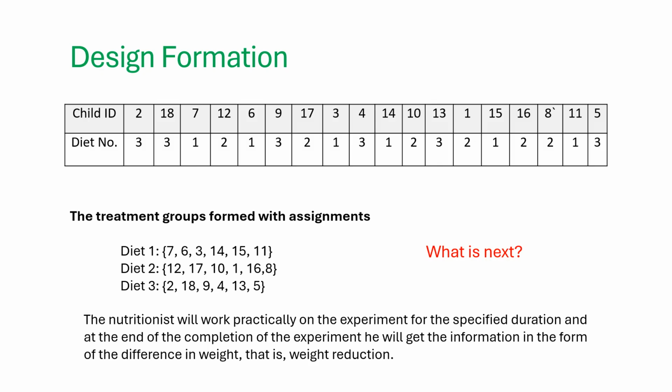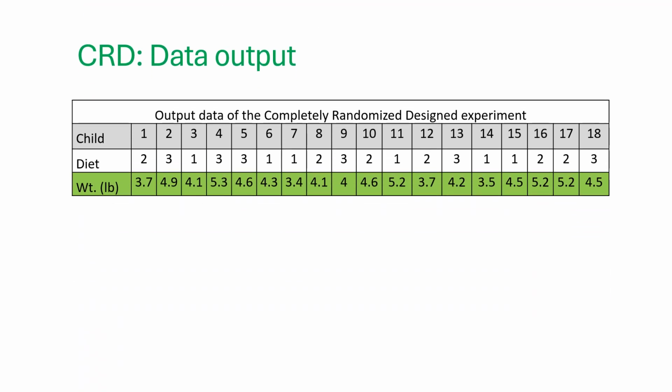And if that difference is less than 5 lb, then probably the diet plan will work. Okay, so this is how the final data output is going to be. You can see the first two rows are the same as the previous one, and the weight is also added to each one. So child number 1 was given diet number 2. After the experiment, the difference in the weight is 3.7. That's how it can be interpreted.